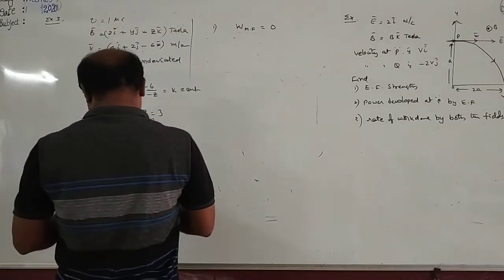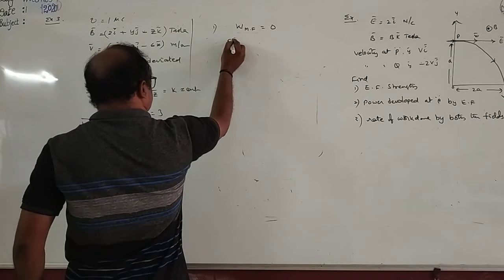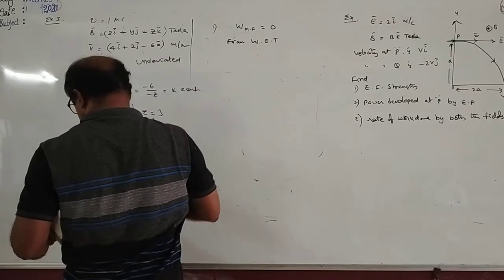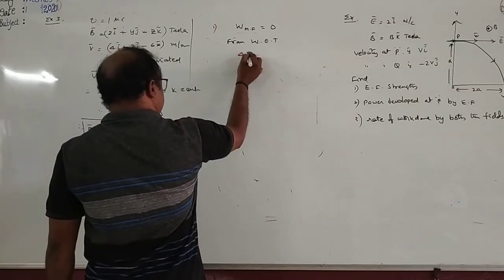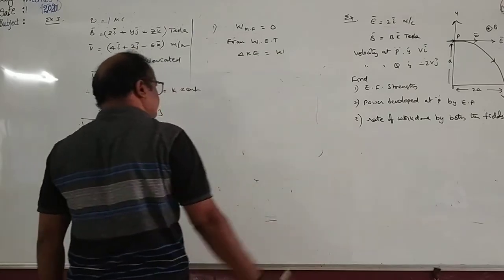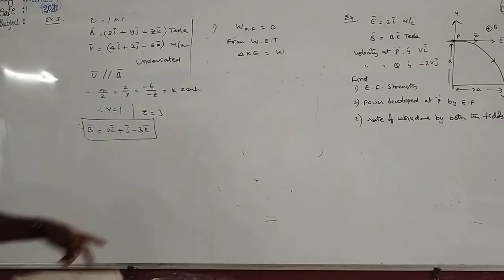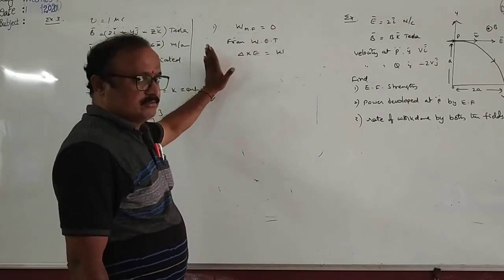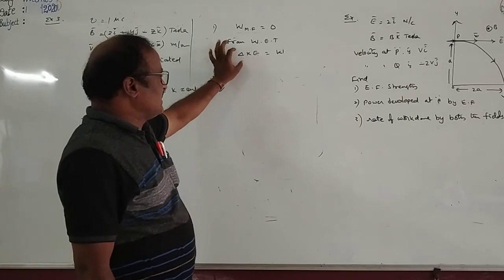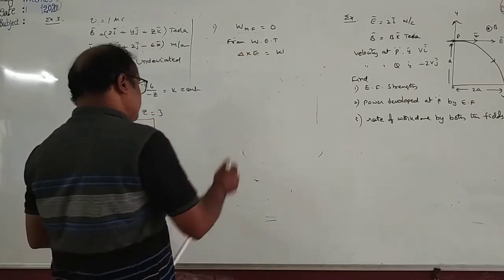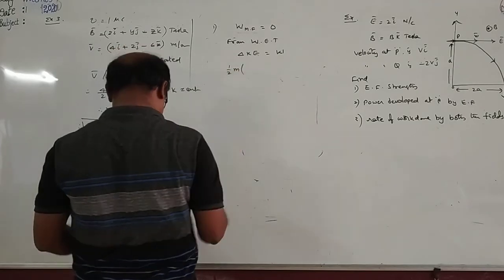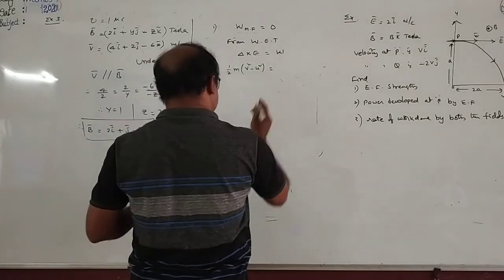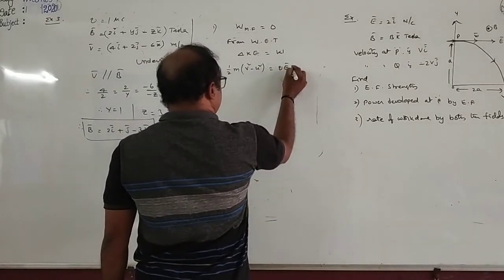And from the work energy theorem, the change in kinetic energy delta KE is equal to work done by the electric field. Only the electric field does work; the magnetic field's work done is always 0. According to the work energy theorem, work done is equal to change in kinetic energy. That means half m into v square minus u square is equal to work done, which is q into E bar dot s bar.